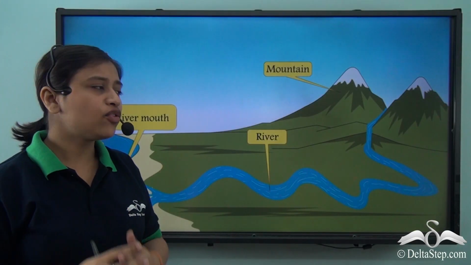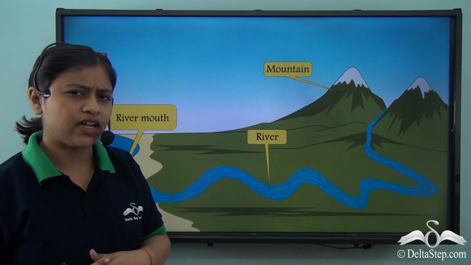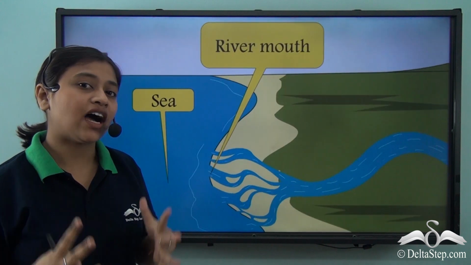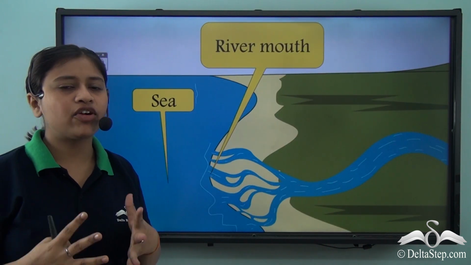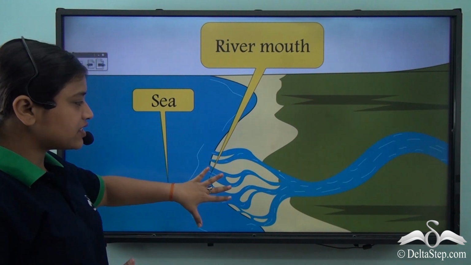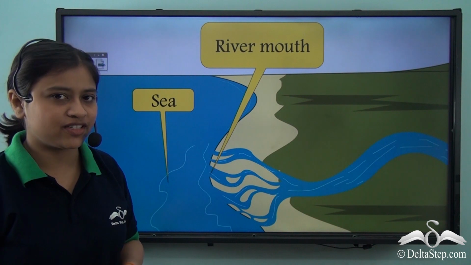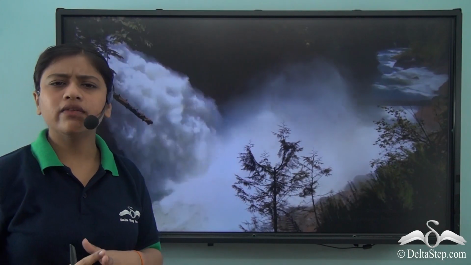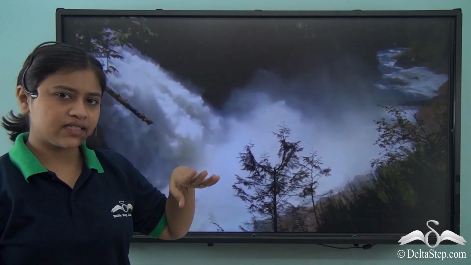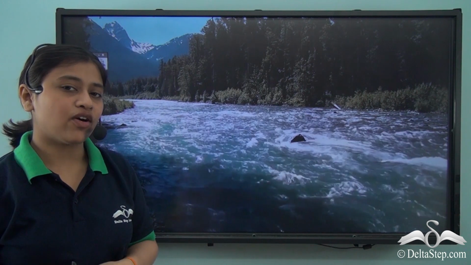So now that we know the source of rivers, we must also know that it ends somewhere, that is into the larger water bodies like sea, lakes, bay, gulf or even an ocean. So this region where it ends into a larger water body is called the river mouth. So you must have noticed that rivers always tend to flow from an upland area to a lowland area. Do you know why? This is because of the gravitational pull of the earth.